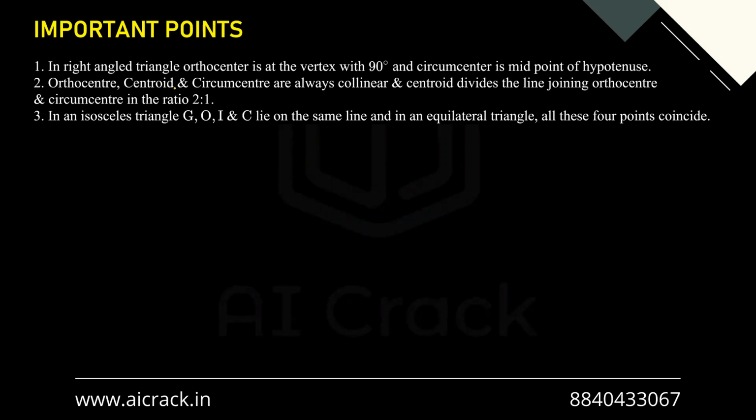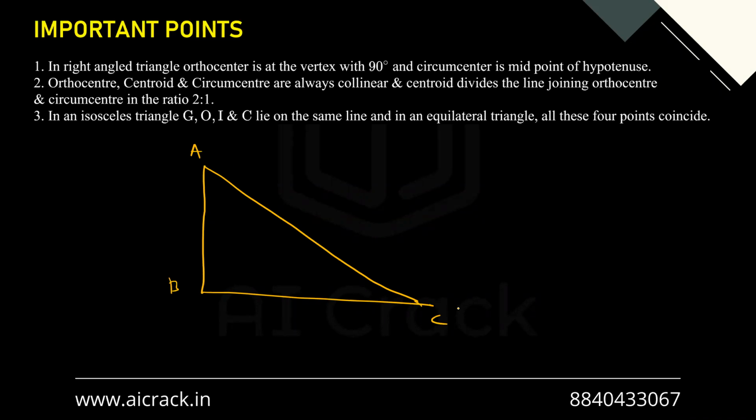Now here are some important points which you should be remembering. In a right angle triangle, orthocenter is at the vertex with 90 degrees, and circumcenter is the midpoint of the hypotenuse. Let's try to see what this means. Let's say we have this triangle, which is a right angle triangle. Let's say this is A, this is B, and this is C. Now in case of orthocenter, we try to drop perpendiculars from every vertex, right? So from A, we are dropping a perpendicular, and since this is 90 degrees already, this would come out over here only. Similarly, from C, if I'm dropping a perpendicular, it would come out over here only. So basically, the orthocenter of a right angle triangle is nothing but the vertex with the 90 degree angle.